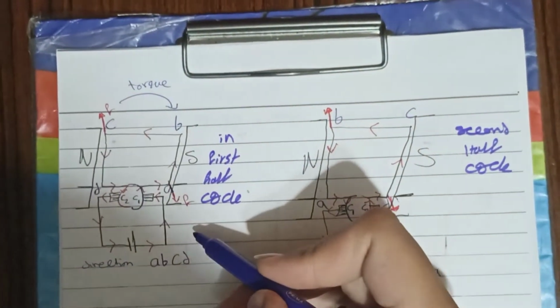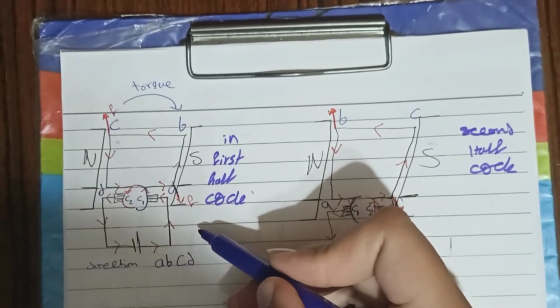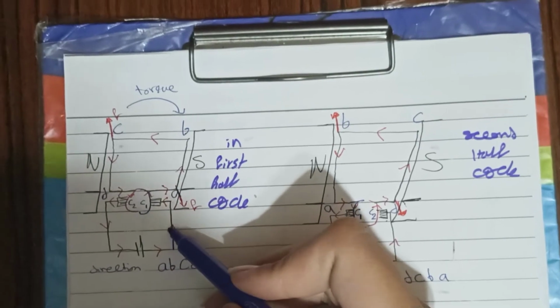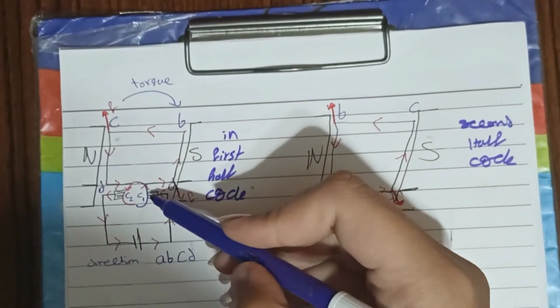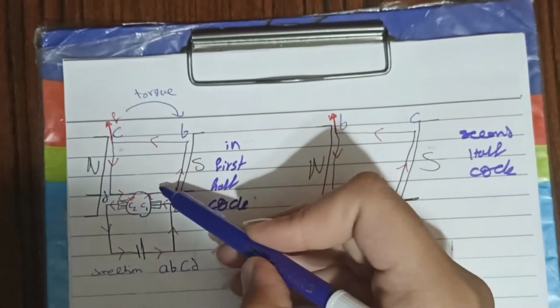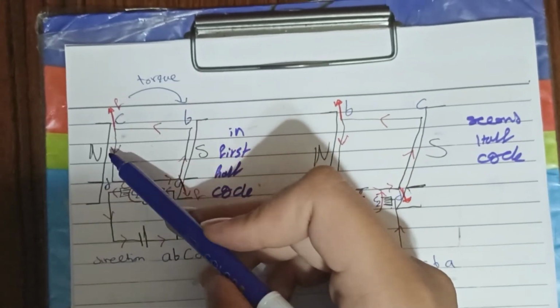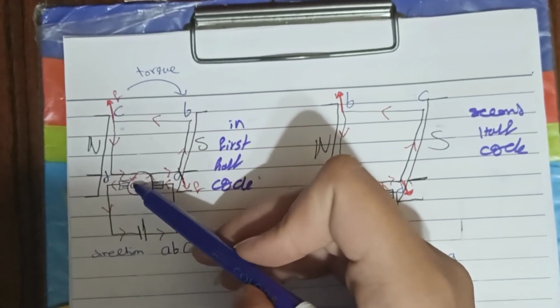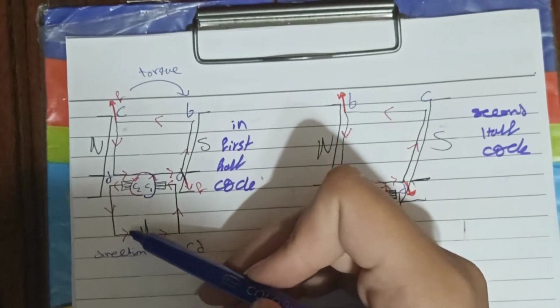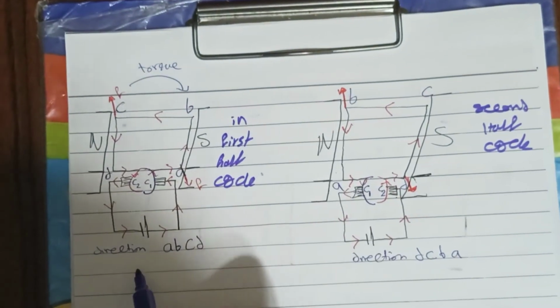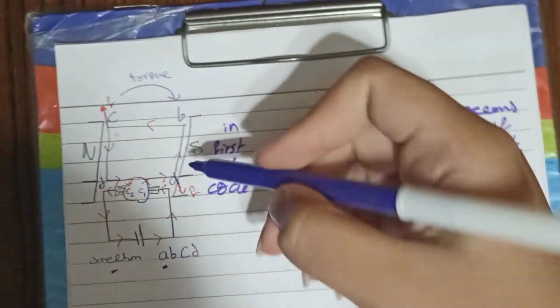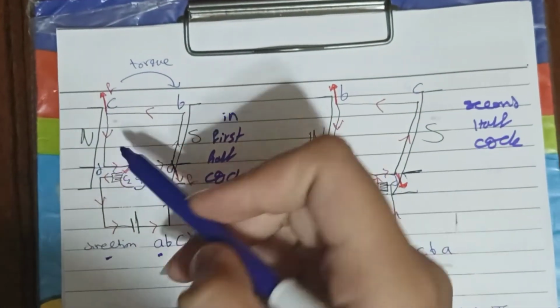This figure shows how the DC motor works in the first half cycle. The current flows in the external circuit and enters commutator 1, then flows in the direction like this, and then enters commutator 2 and exits to the external circuit. So the direction is from A to B to C to D.